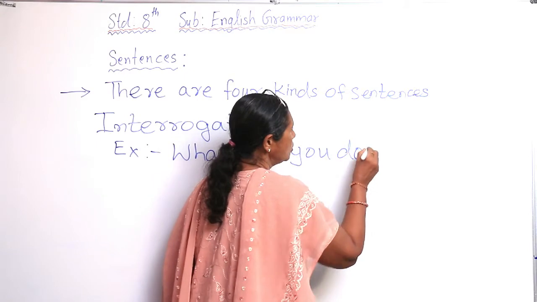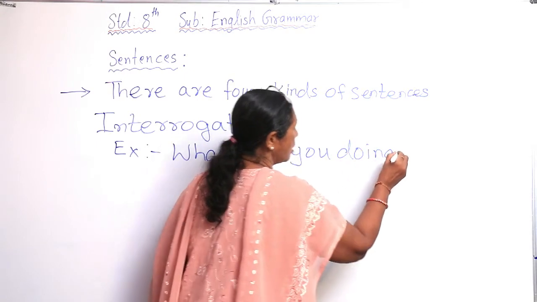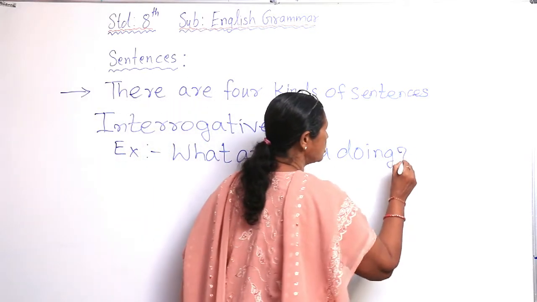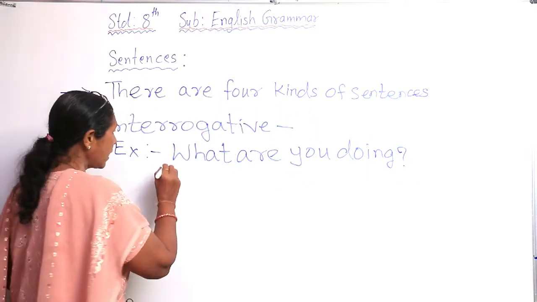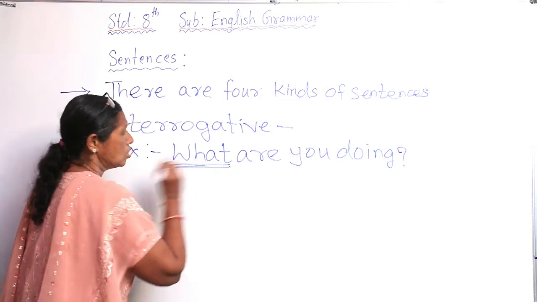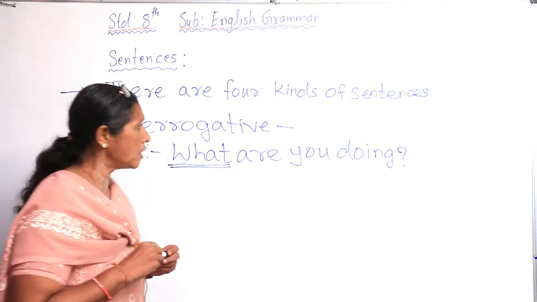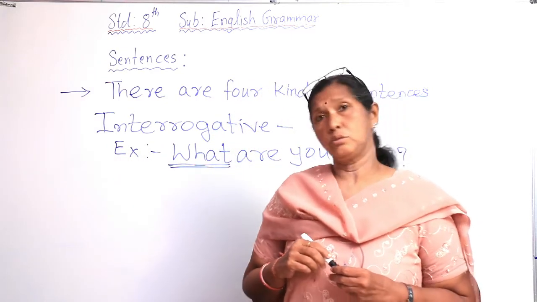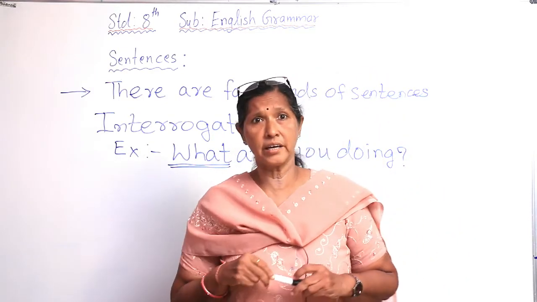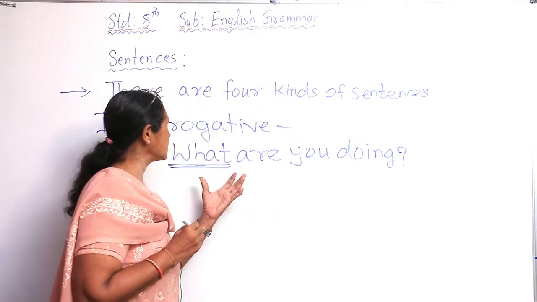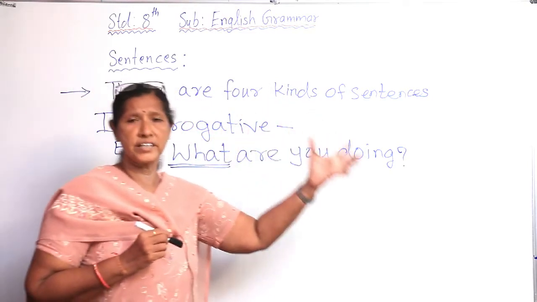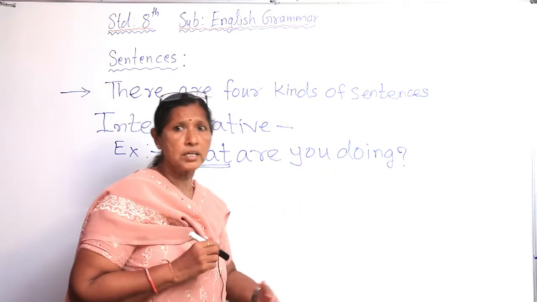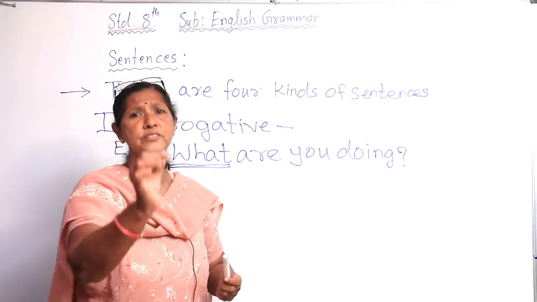What are you doing? तो अभी इसमें क्या हुआ? इसमें लास्ट में क्या आ जाएगा? क्वेश्चन मार्क. व्हाट है इधर, तो व्हाट है तो उसका मतलब है क्वेश्चन मार्क लास्ट में. फिर आएगा हाउ आर यू. तो हाउ भी क्वेश्चन मार्क के साथ ही आता है. तो इसी तरह से इसको हम इंटरोगेटिव सेंटेंस, the sentence which ends with a question mark, that is called interrogative sentence.